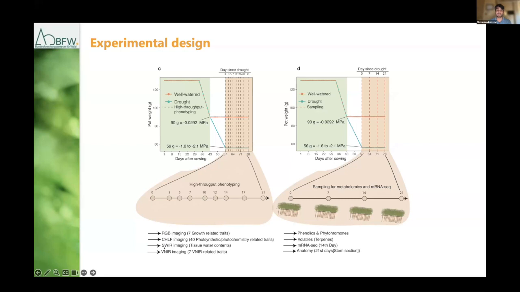And hyperspectral has 2 ranges, one coming from the shortwave infrared region, and the second one from visible near infrared regions. What we additionally did along this experimental drought phase was sample plant tissues for metabolomics analysis, for RNA-seq and anatomical analysis, to understand how the phenotypic data match those data sets as well. So to give a proof of concept that the technology works and is in congruence with each other.